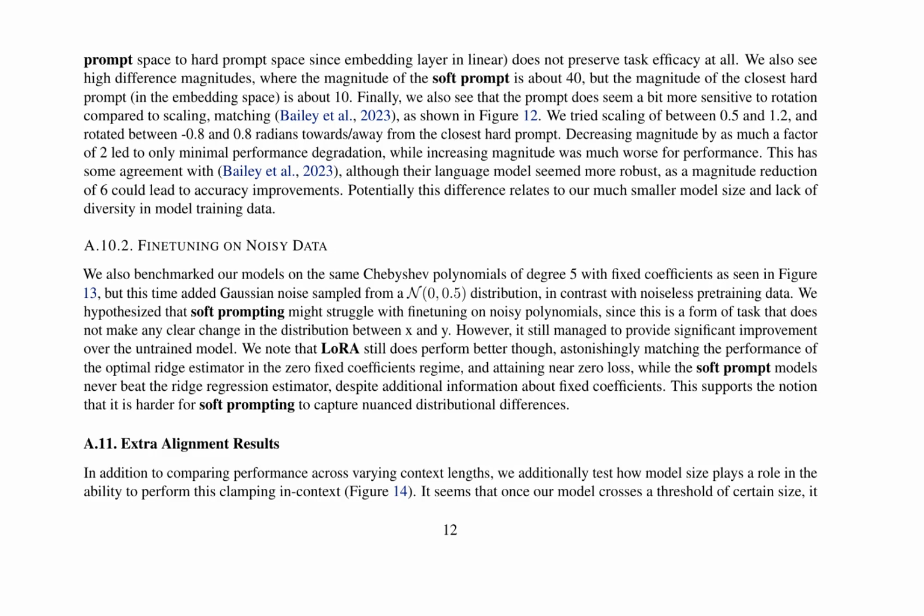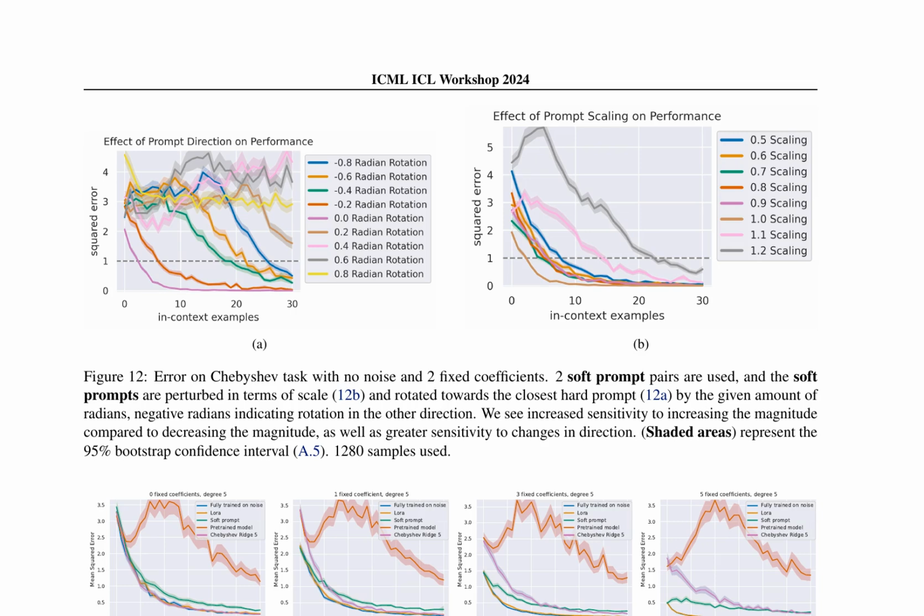The researchers investigate the efficacy of in-context learning for polynomial regression tasks, exploring the effects of soft prompting, model size, and context length on alignment behavior. Soft prompts are found to be sensitive to perturbations in scale and rotation, with increased sensitivity to magnitude and direction changes. The performance of LoRA and soft prompting on Chebyshev polynomials up to degree 5 is evaluated, revealing that as the number of fixed coefficients increases, the model becomes more expressive and better learns features from the shifted context.